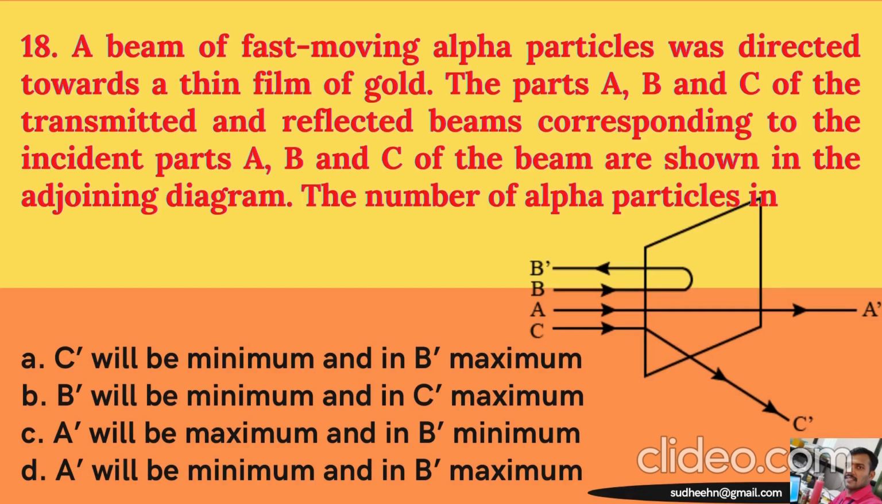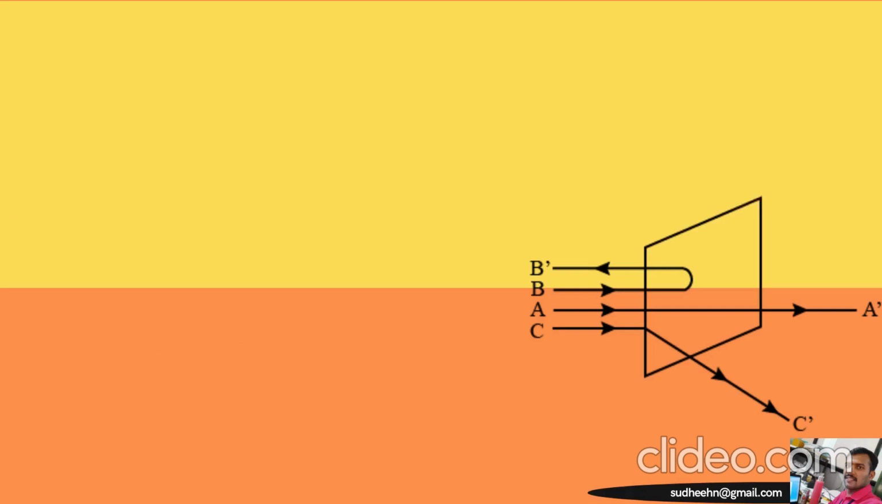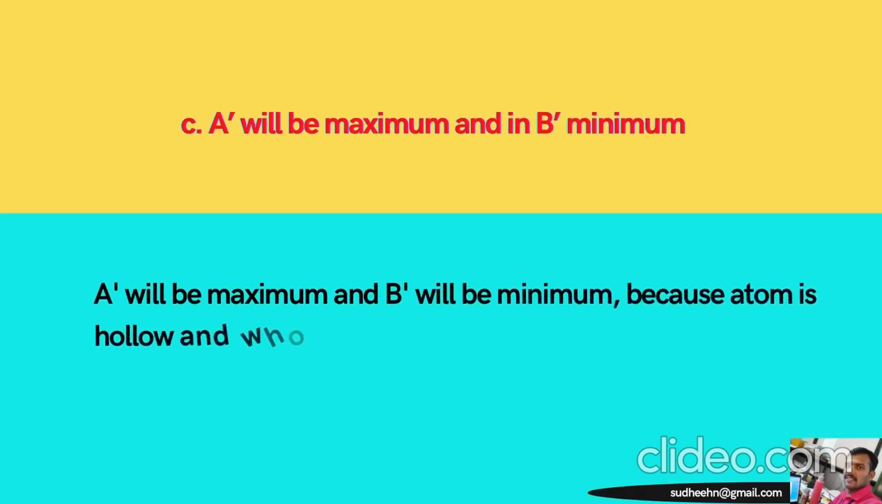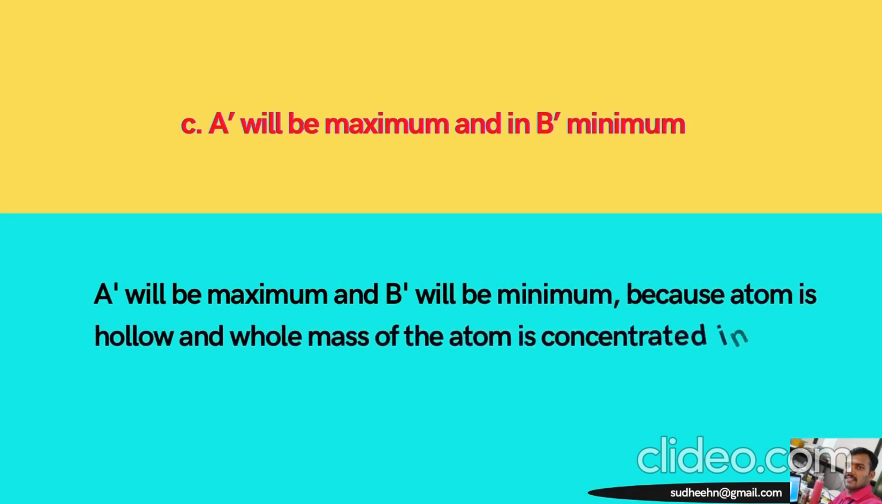Option A, C dash will be minimum and B dash maximum. Option B, B dash will be minimum and C dash is maximum. Option C, A dash will be maximum and B dash is minimum. And option D, A dash will be minimum and B dash is maximum. And the right answer is option C, that is A dash will be maximum and B dash is minimum. Because the atom is hollow and the whole mass of the atom is concentrated in a small center called the nucleus.